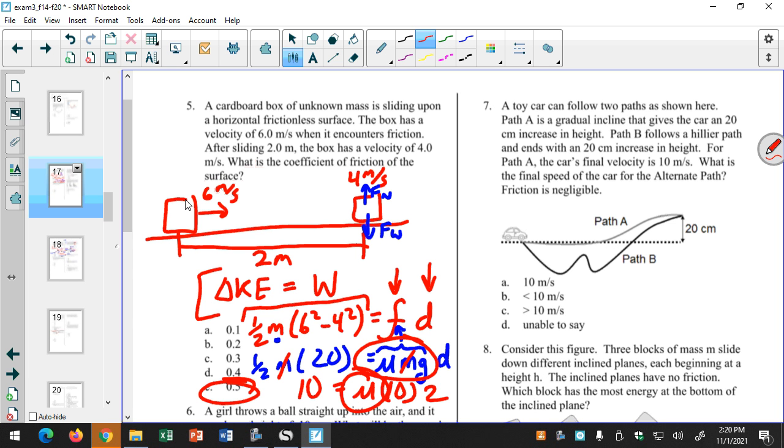Because I'm talking about velocities here, I have a change in velocity, and that should key me in that I'm talking about kinetic energy. If I was instead talking about a change in position, in vertical position, then that would be a clue to me that I was talking about potential energy. Okay?